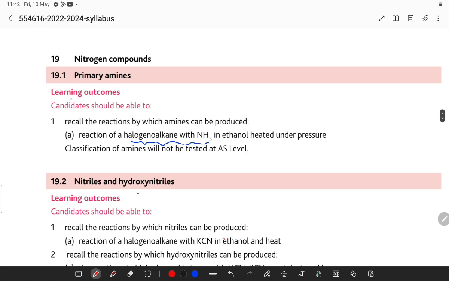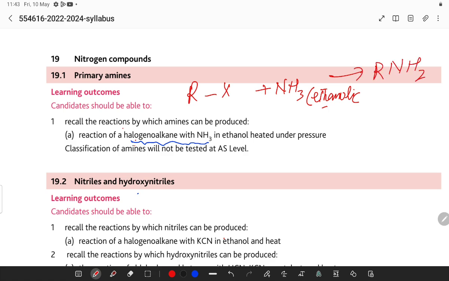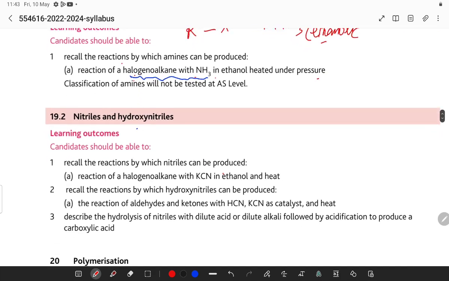Nitrogen compounds, primary amines. Recall the reaction by which amines can be produced. Reaction of haloalkanes RX plus ammonia in ethanolic medium gives RNH2. Reaction of haloalkanes with NH3 in ethanol heated under high pressure. Classification of amines will not be tested at AS level.